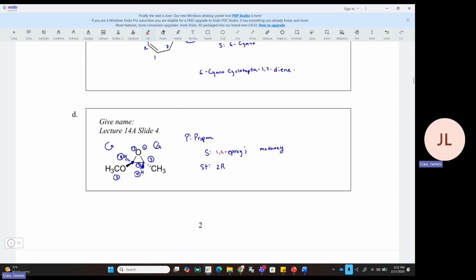So it's 1,2-epoxy, and then this one is going to be 1-methoxy, and then 1R, and this is 2R and 1S. And now with the full nomenclature all together, we're going to write this. We're going to have 1S, 2R. You guys can see this. 1,2-epoxy, because of the alphabetical order, 1,2-epoxy, 1-methoxy.